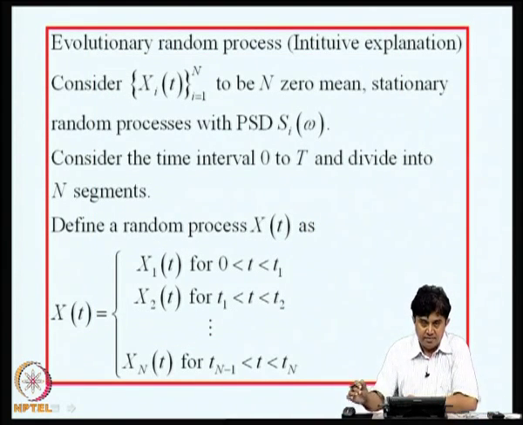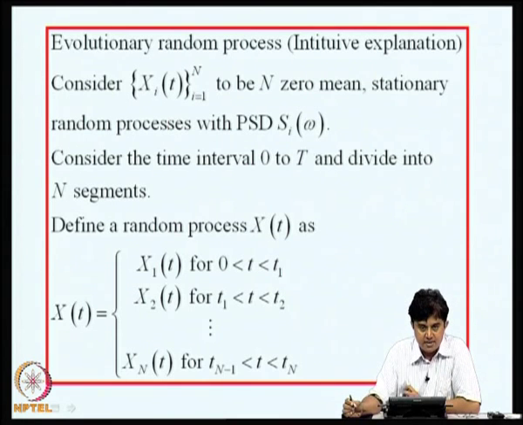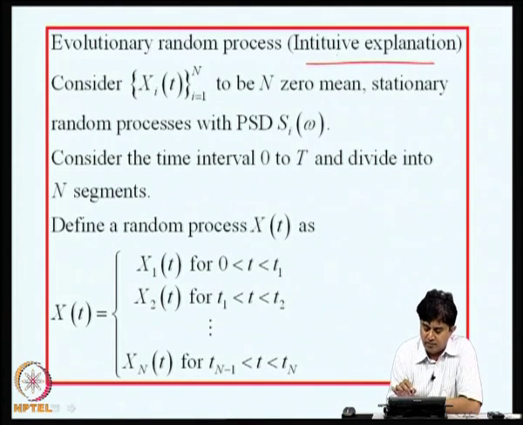There is yet another concept that we need to discuss before we consider modeling the non-stationarity in frequency content in ground accelerations, that is the notion of an evolutionary random process. So, I will begin by offering an intuitive explanation for this. Let us consider a set of random processes xi of t, i from 1 to n, that is x1, x2, x3, xn. Let us take that each of these random processes has 0 mean and is stationary, and the power spectral density function is Si of omega for xi of t.